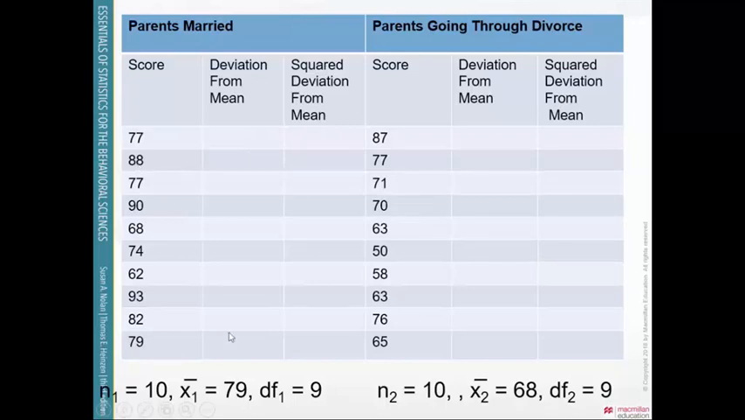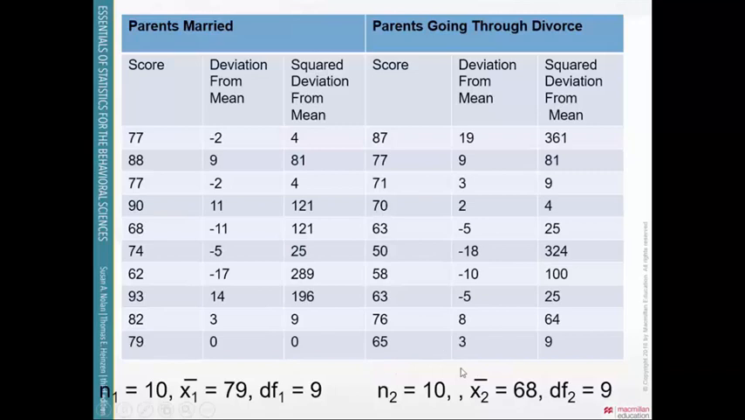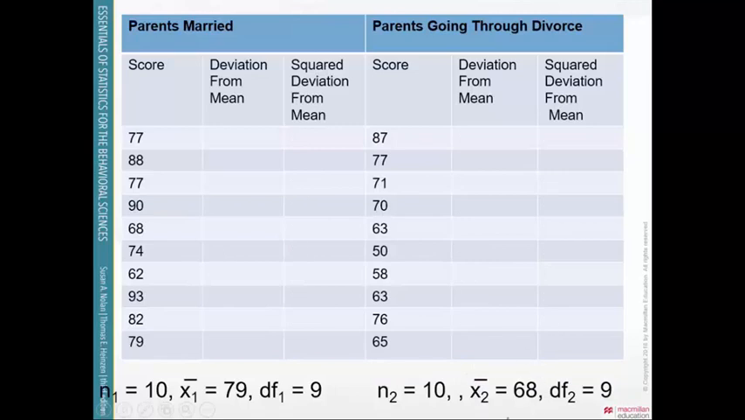88 minus 79 will give you the deviation score, and then square it. We're going to do that for this whole group of parents married. And then we're going to do it for parents going through divorce, but this time we're using, oh my goodness, I'm sorry, the mean of 68. So 87 minus this mean of 68 gives you your deviation, and then square it. 77 minus the mean of 68 gives you your deviation score, and then square it. So if you would go through and do all of these for me, pause it here till you're finished, and then once you are, move on.